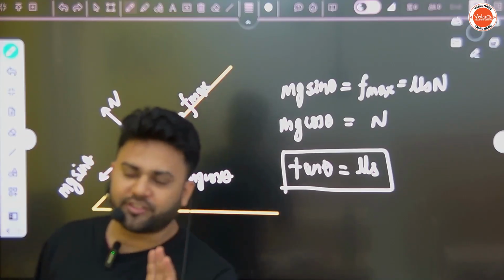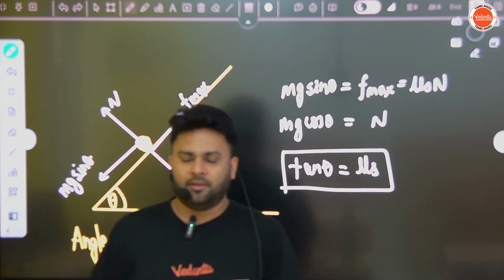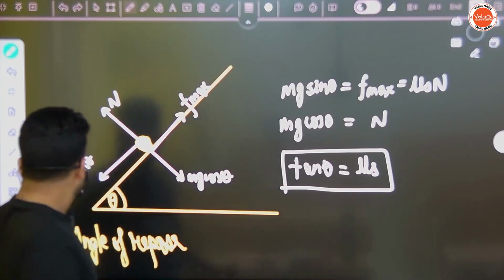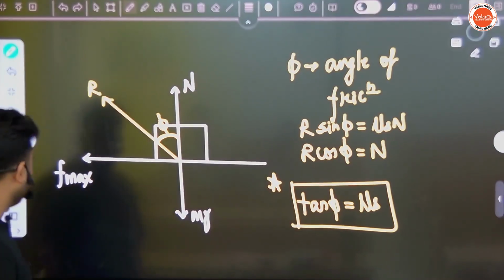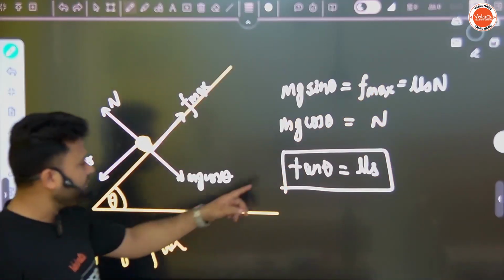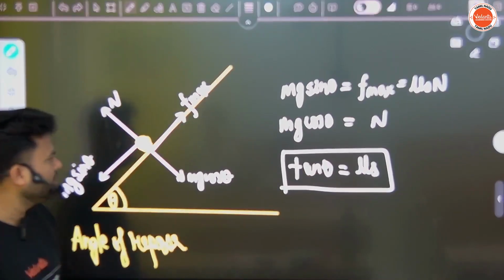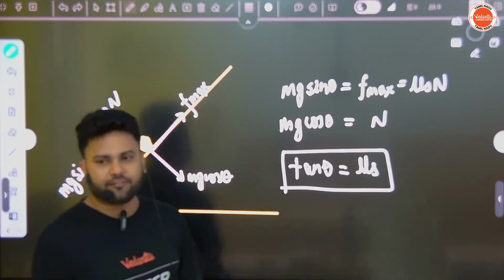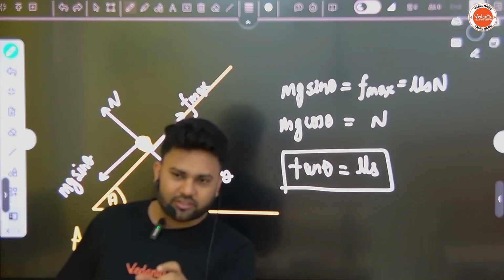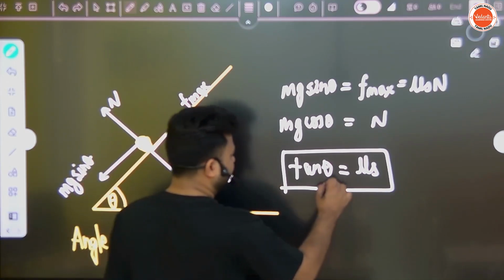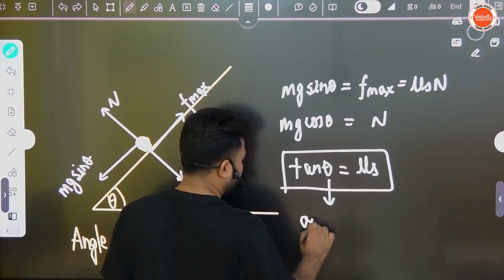So remember 2 points, this is very important. Tan of angle of friction equals the coefficient of static friction, and tan of angle of repose is also equal to the static friction coefficient. What is angle of repose? The maximum angle till the ball does not slide down. This theta is the angle of repose.